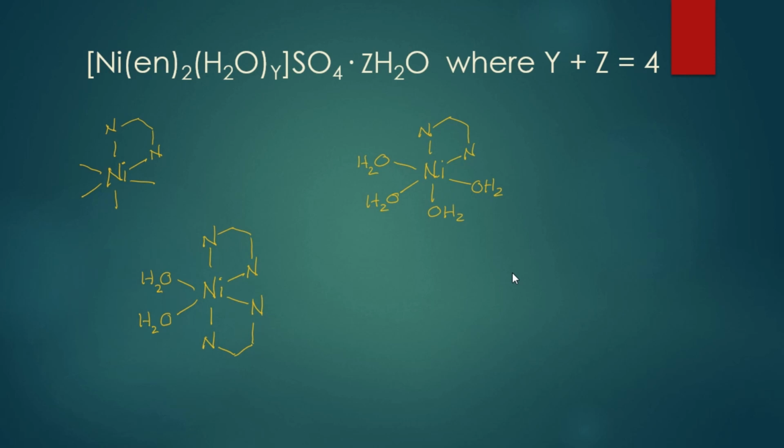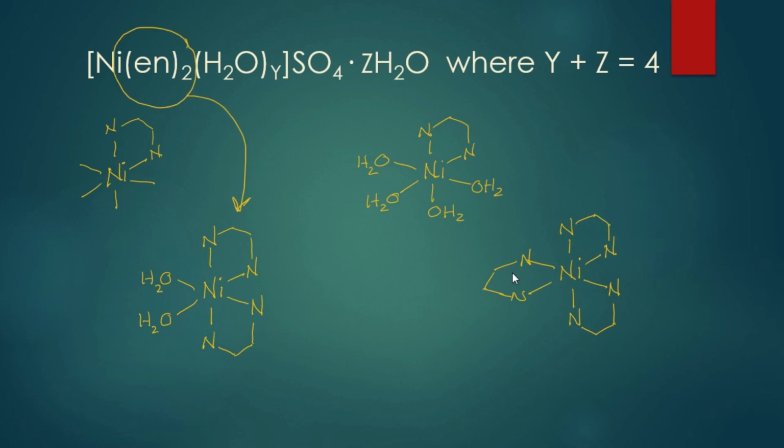You may actually have something else for water. If you have 5, you'd have 2, and then dot 3 H2O. And of course, if you have 3 ethylenediamines, then you don't have any bonds left on the nickel. So for this case, your Y would be 0, and all of your waters would be waters of hydration.